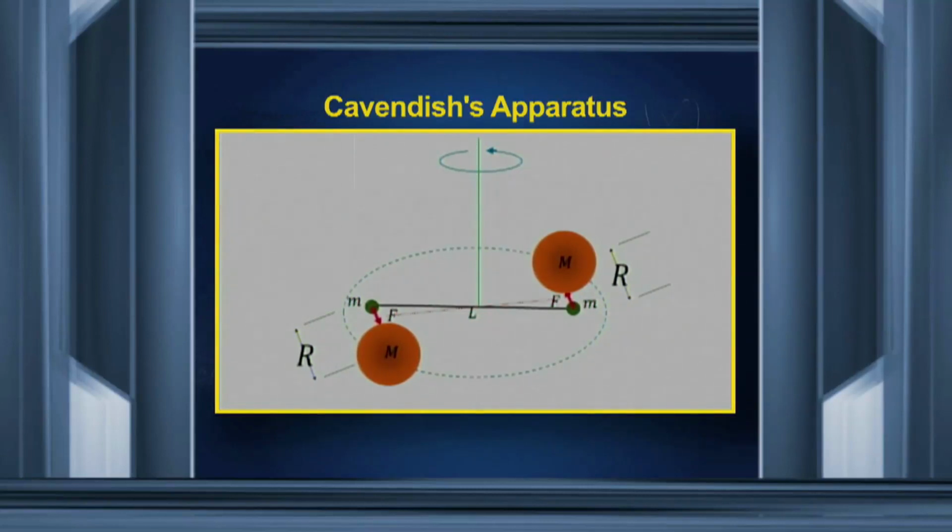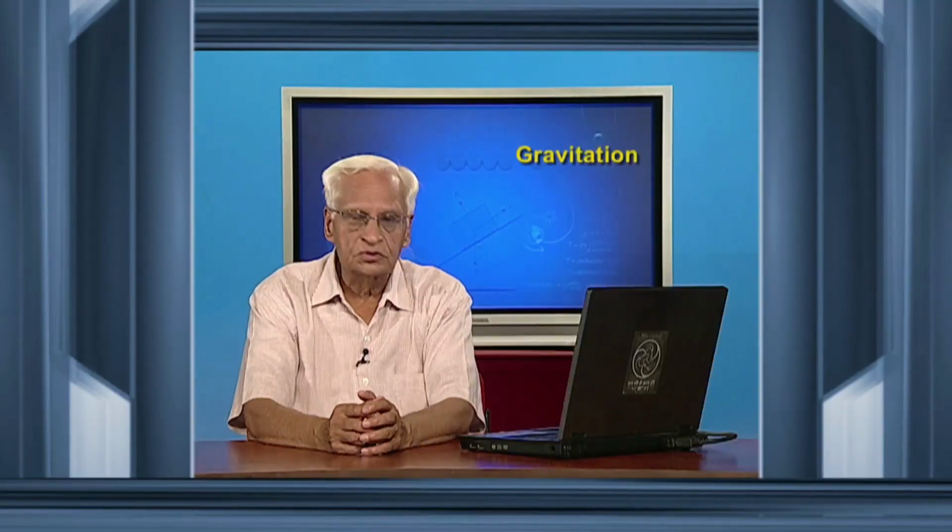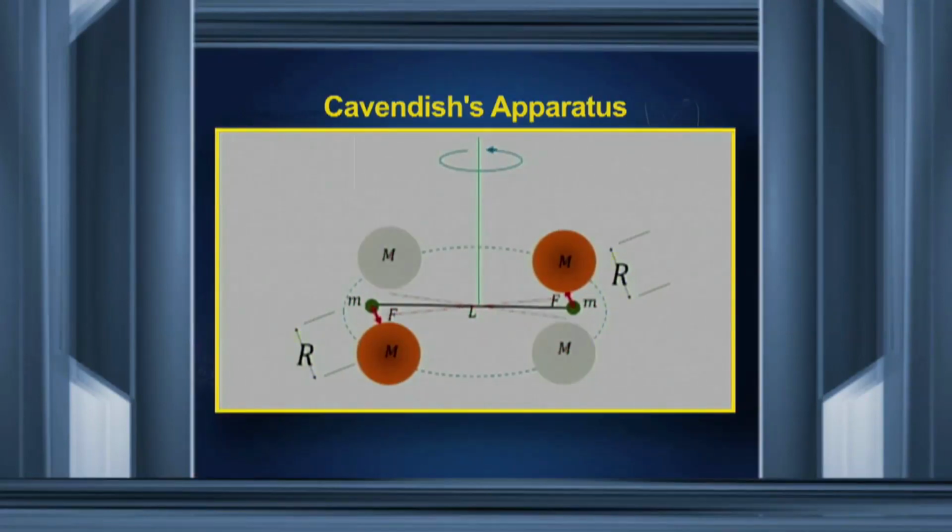These forces are equal and opposite, and they constitute a couple. After this, large masses are rotated and brought in the vicinity of these masses on the other side, so that the beam gets deflected on the other side. There are several such observations, and the mean of those observations is taken as the deflection of the beam.